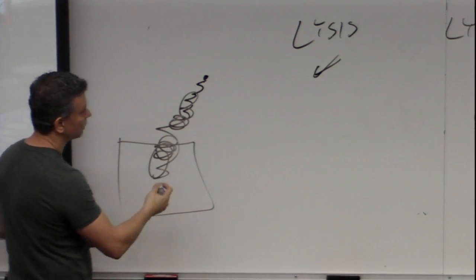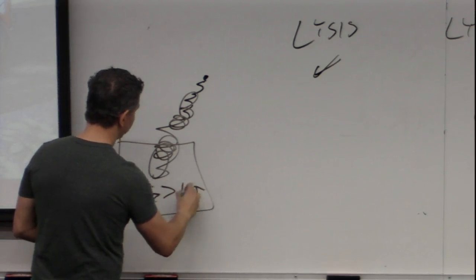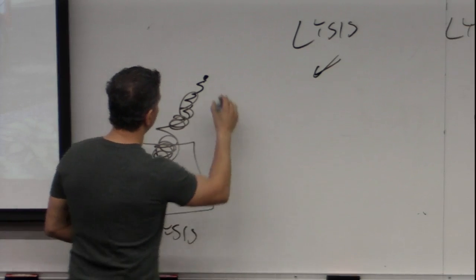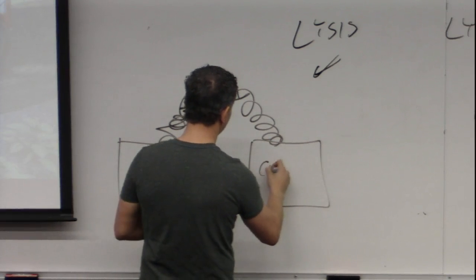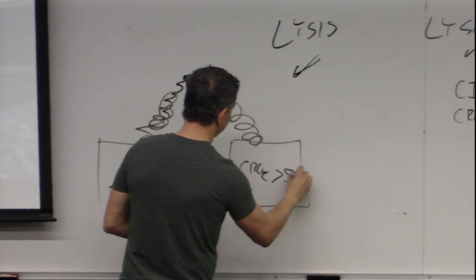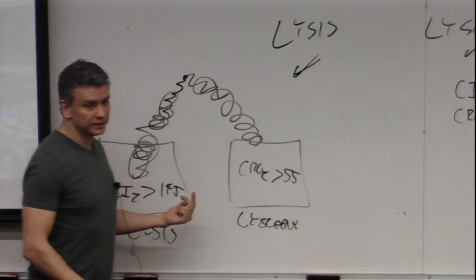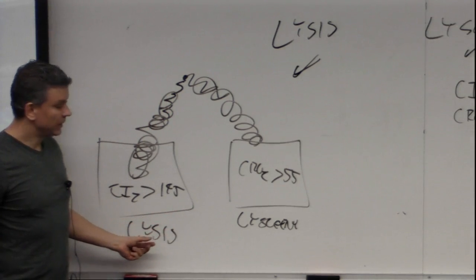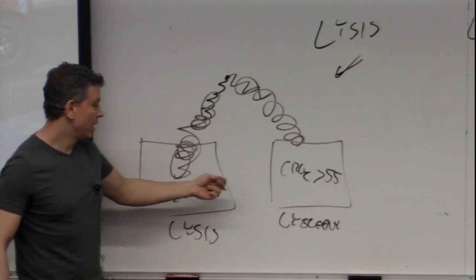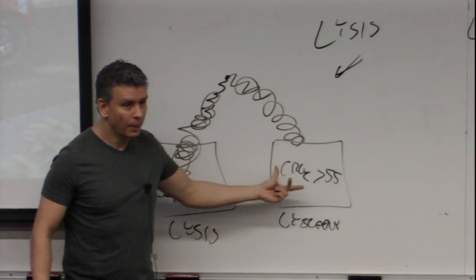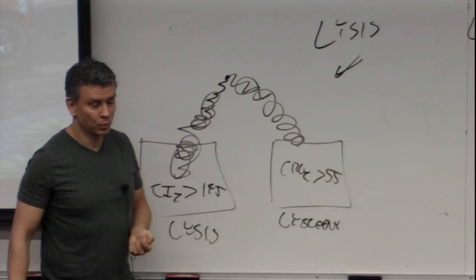This quadrant is where we have CI2 greater than 145. So we have lysis. This trajectory that lands over here is one in which we have CRO2 greater than 55, in which case we have lysogeny. And as it turns out, when we run the simulations, we pretty reliably only get one versus the other. So we never end up with CI2 greater than 145 when CRO2 is greater than 55. Or, in any event, we stop the simulation when one or the other happens.